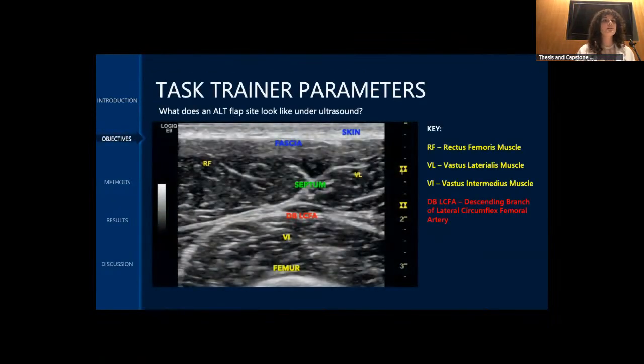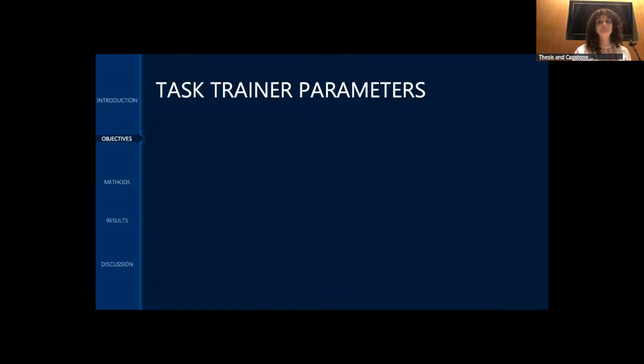So, what does an ALT flap look like under ultrasound? As you can see here, we have 3 distinct muscle bellies, as well as a definitive fascial layer differentiating them from one another, and a very unique echoic effect, meaning that the grayscale values identify the different types of tissue. This is important to note for the model.